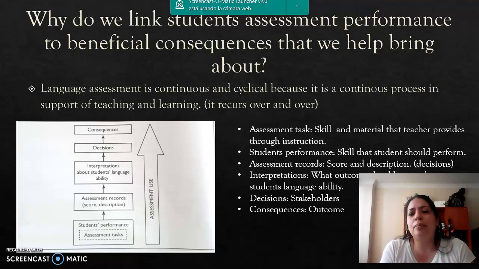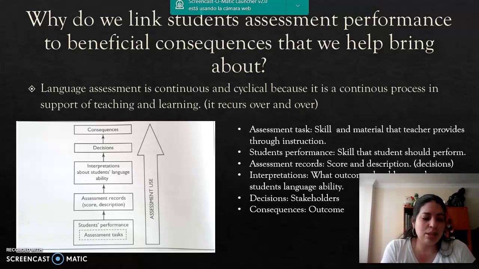Before or during the student performance, the teacher should provide a rubric or tell the students how they're going to be scored. Once they're scored, the teacher is going to interpret what outcome should come about students' language ability. Okay? Then it takes us to decisions. This is when we consider the stakeholders, what decisions are going to be made. And last but not least, the consequences or the outcome.